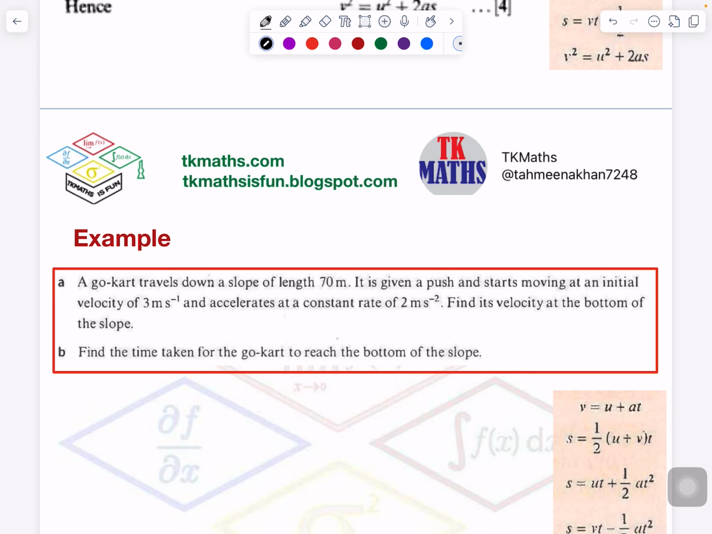A go-kart travels down a slope of length 70 meters. So let's keep writing here the information we have. So s is equal to 70 meters. It is given a push and starts moving at an initial velocity of this. So initial velocity we represent by u, right? And it is going by the acceleration of 2 meters per second squared. So a is equal to 2. Always write down the information given in the question first of all in the correct symbols. Then it will be easy to apply it in the formula.